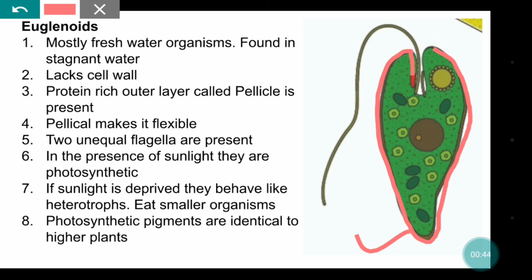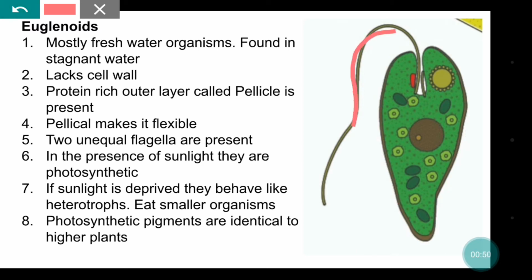And it has two flagella. You might be seeing here, this one is the larger one and this you can see is the smaller one. So it has two unequally sized flagella, and these are photosynthetic in the presence of sunlight. When sunlight is absent, when it is deprived of sunlight for many days, it behaves like heterotrophs, that is, it will eat smaller organisms.